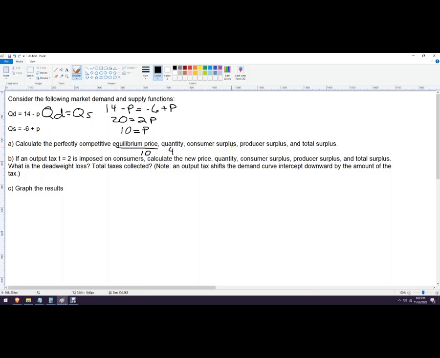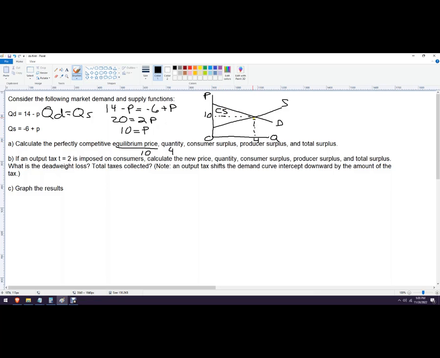Now to get the consumer surplus, this is the difference between what the consumers are willing to pay and the price that they actually do pay. So I'm going to draw a little picture here. This is not to scale, but a little picture to help us conceptualize this. So we've got this demand function, and we've got a supply function. We know that the equilibrium price where these two meet is 10. We also know that there'll be 4 units exchanged at that price of 10. So consumer surplus is going to be the area underneath the demand curve but above the price.